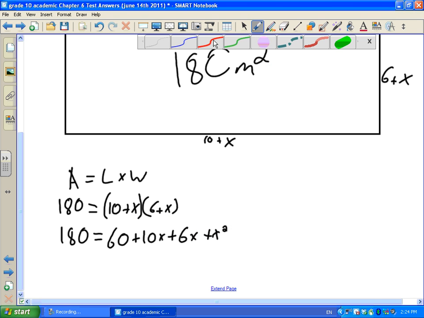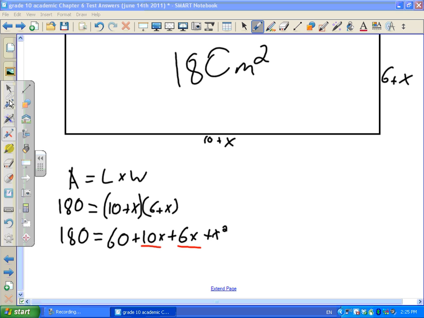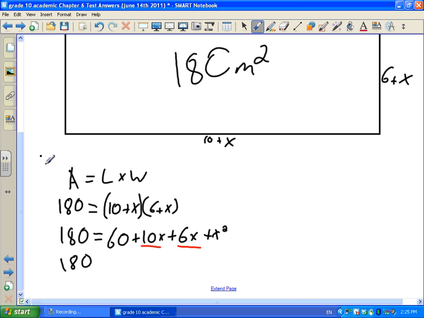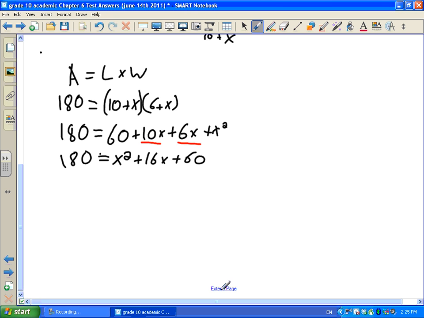So now I'm going to combine like terms. My like terms are 10x and 6x. So the next line will read 180, and I'm also going to rearrange this equation just so it's in a form that you're used to seeing. 180 is equal to x squared, and move the x squared first, plus 16x plus 60. And now I have to find x, so I'm going to have to use what formula?